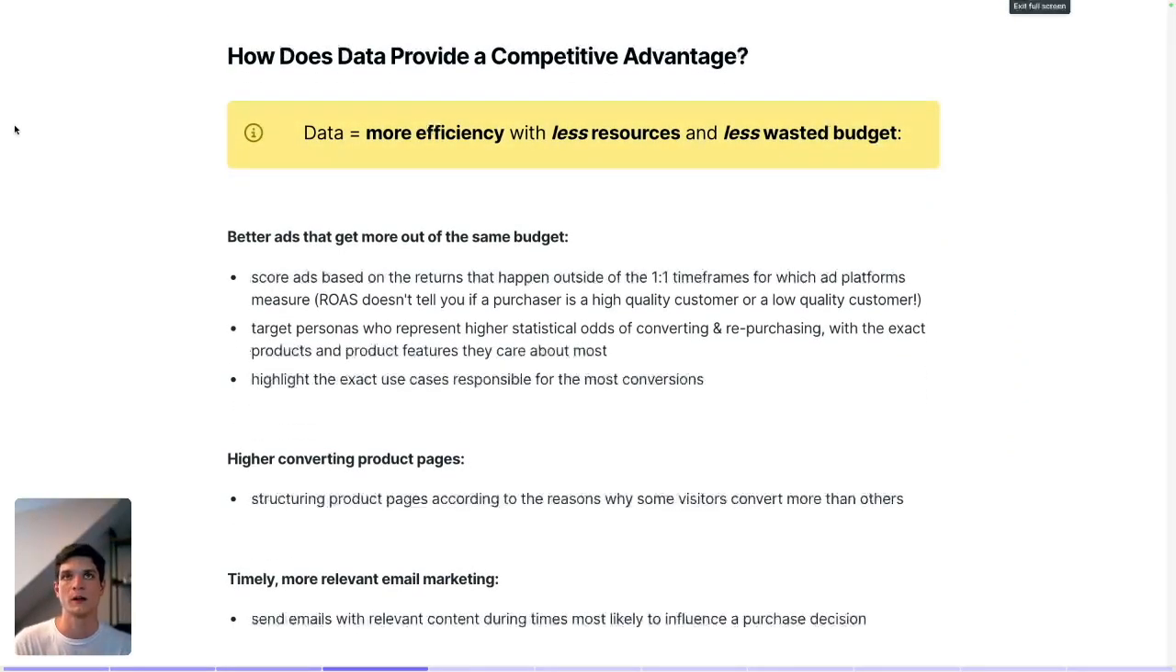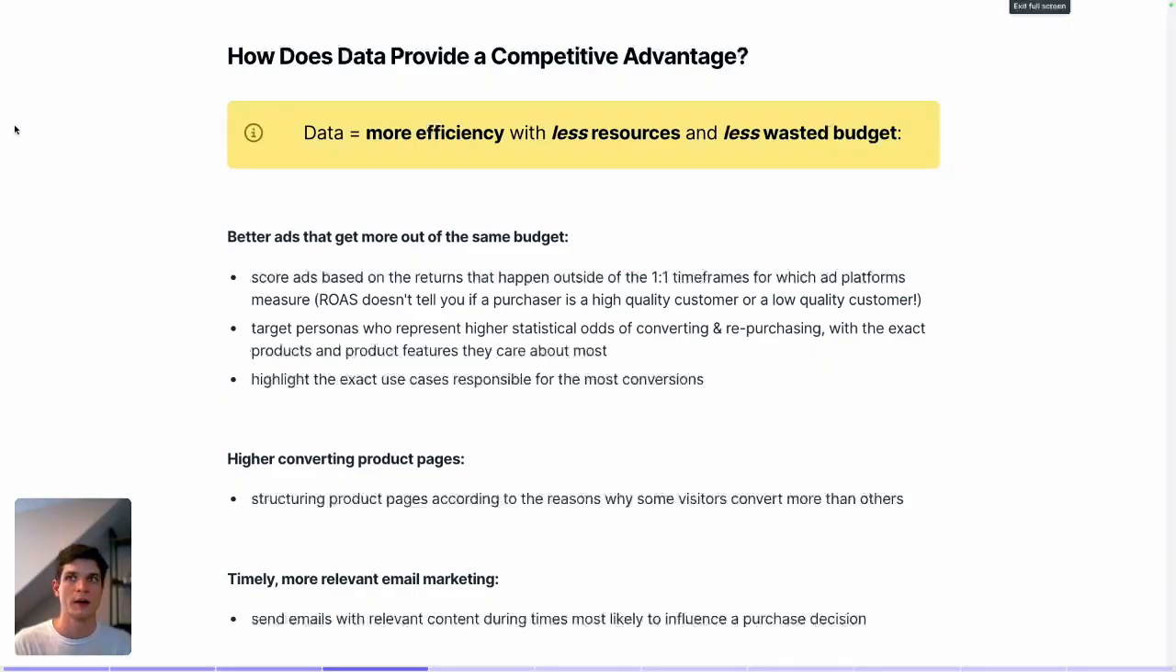So how does data provide a competitive advantage? Data literally allows brands to become more efficient with less resources and less wasted budget. Data allows for better ads because you get more out of the same spend. It allows you to score ads based on the returns that happen outside of the timeframes that ad platforms measure for. And so what I mean by that is if you have two people who come through the same ad at the same order value, at the same ROAS, it doesn't tell you who's more likely to come back and purchase a second time and be a repeat purchaser.